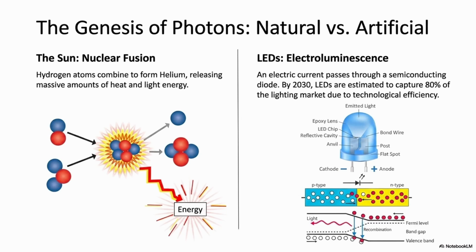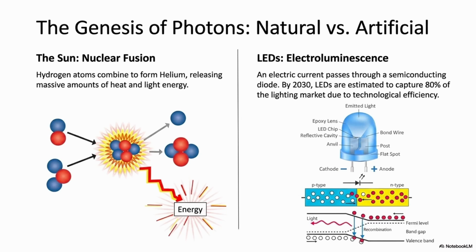Yeah. But then you compare that to the LED, the light-emitting diode, which uses electroluminescence. It's completely different. It's this highly controlled, elegant quantum process. An electric current passes through a semiconducting diode. Okay. And as electrons move across the junction between different materials, they are physically forced to drop into a lower energy state. And that missing energy has to go somewhere. Right. It doesn't vanish. It is cleanly emitted as a single photon.